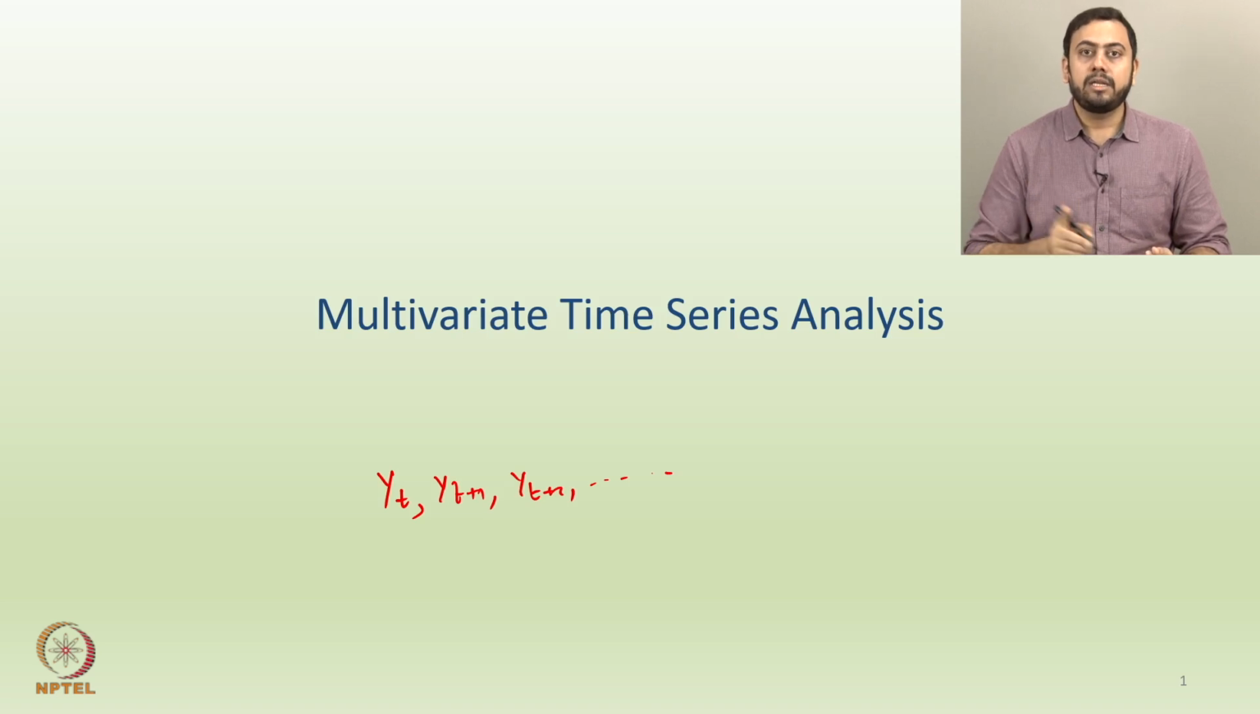So whenever you want to model and forecast a single series, that idea is called univariate time series analysis. And if we slowly transition into multiple series, then that idea is called either bivariate or trivariate, or in general multivariate time series analysis. So in this week we'll spend some time on understanding the idea of multivariate time series analysis.